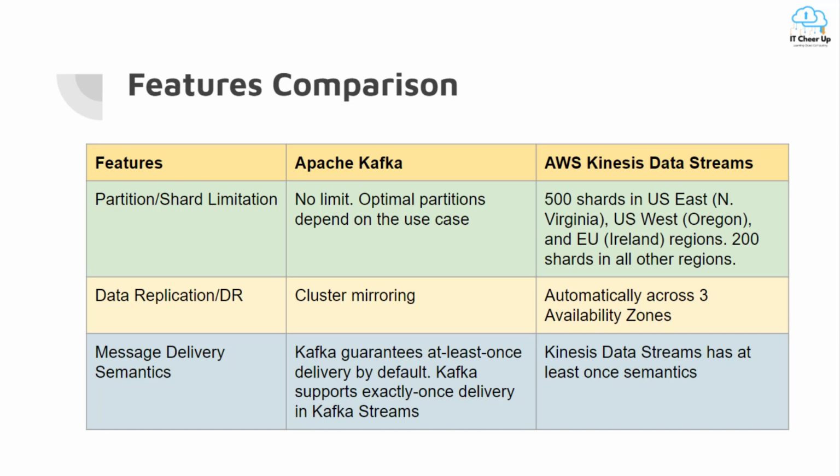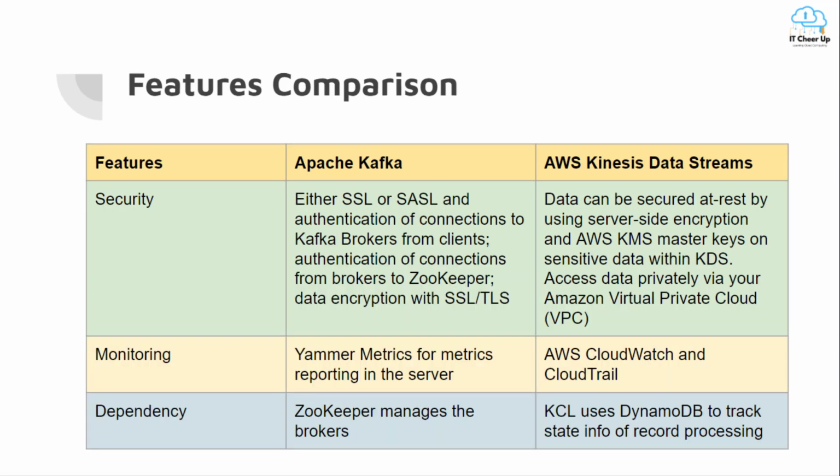On data replication or DR, Apache Kafka can do cluster mirroring. AWS KDS will automatically replicate across 3 availability zones. On message delivery, Kafka guarantees at-least-once delivery by default. Kafka supports exactly-once delivery in Kafka Streams. AWS KDS has at-least-once delivery. All solutions have very strong security features.